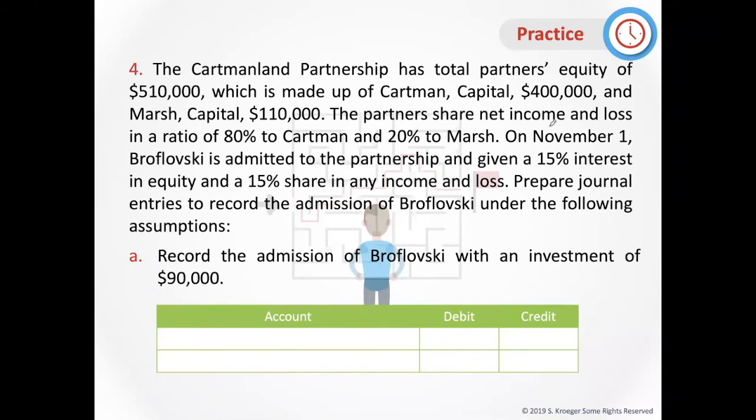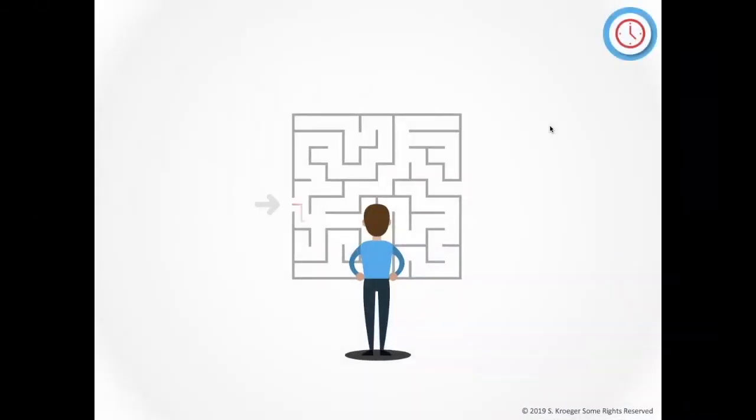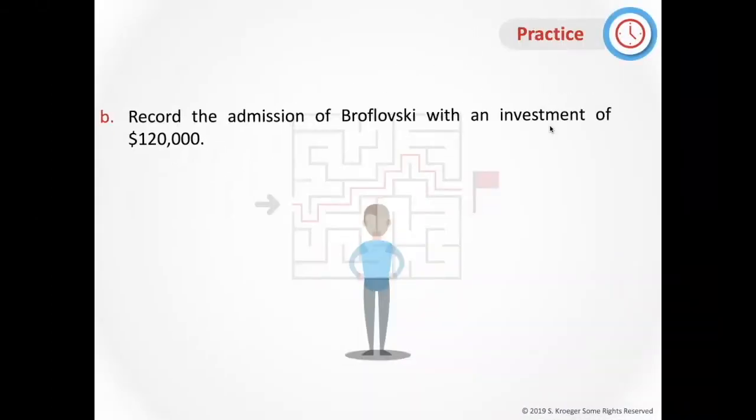The journal entry for this is actually pretty easy to do. The company is getting the cash, it's getting the asset, therefore cash will be debited by 90,000 because that's how much the business is getting. We then also need to add the new partner onto the books. We have to put Broflovsky's capital account down. And because the investment is worth the amount he's giving, the capital is also 90,000. We're going to be going over the other scenarios next where they don't equal and that there are bonuses.